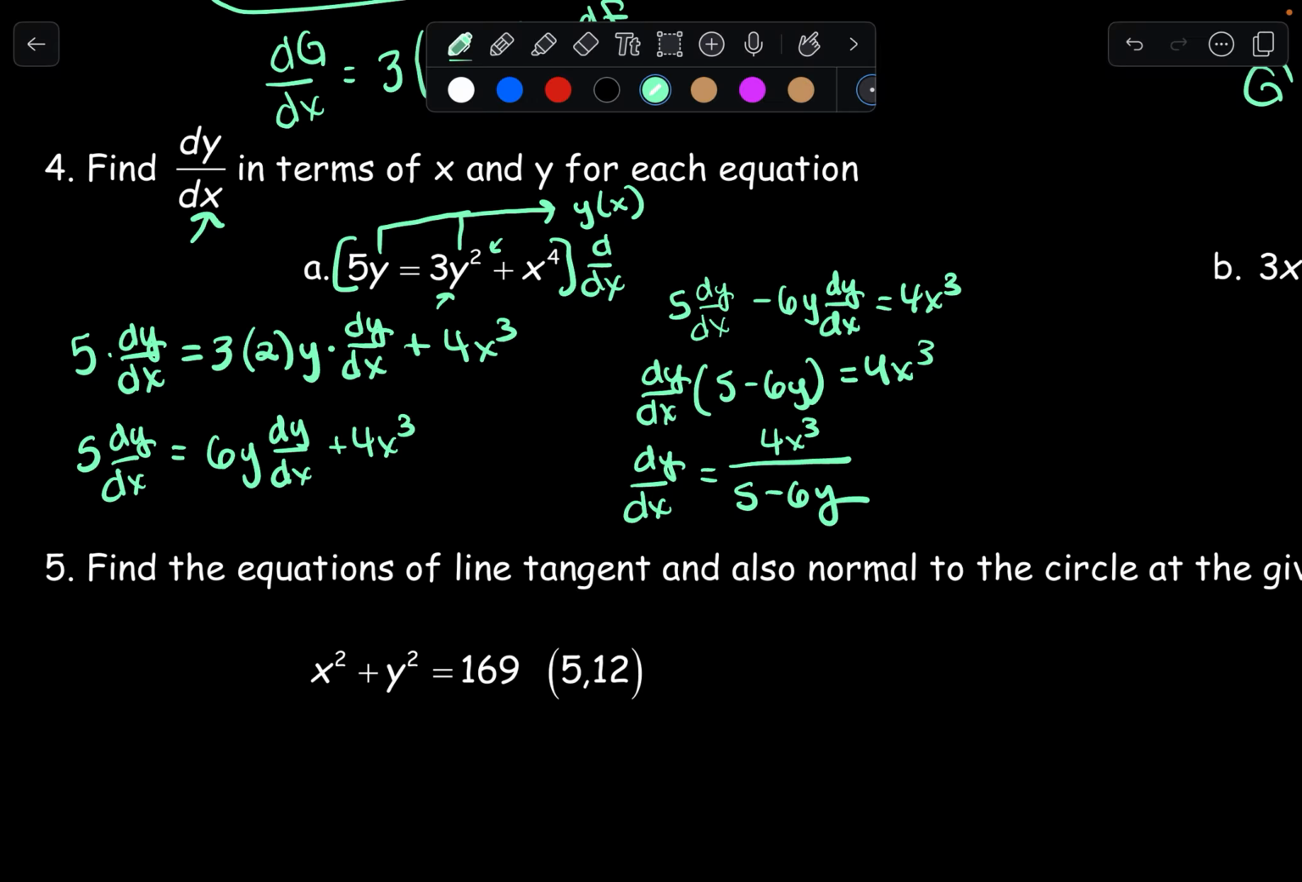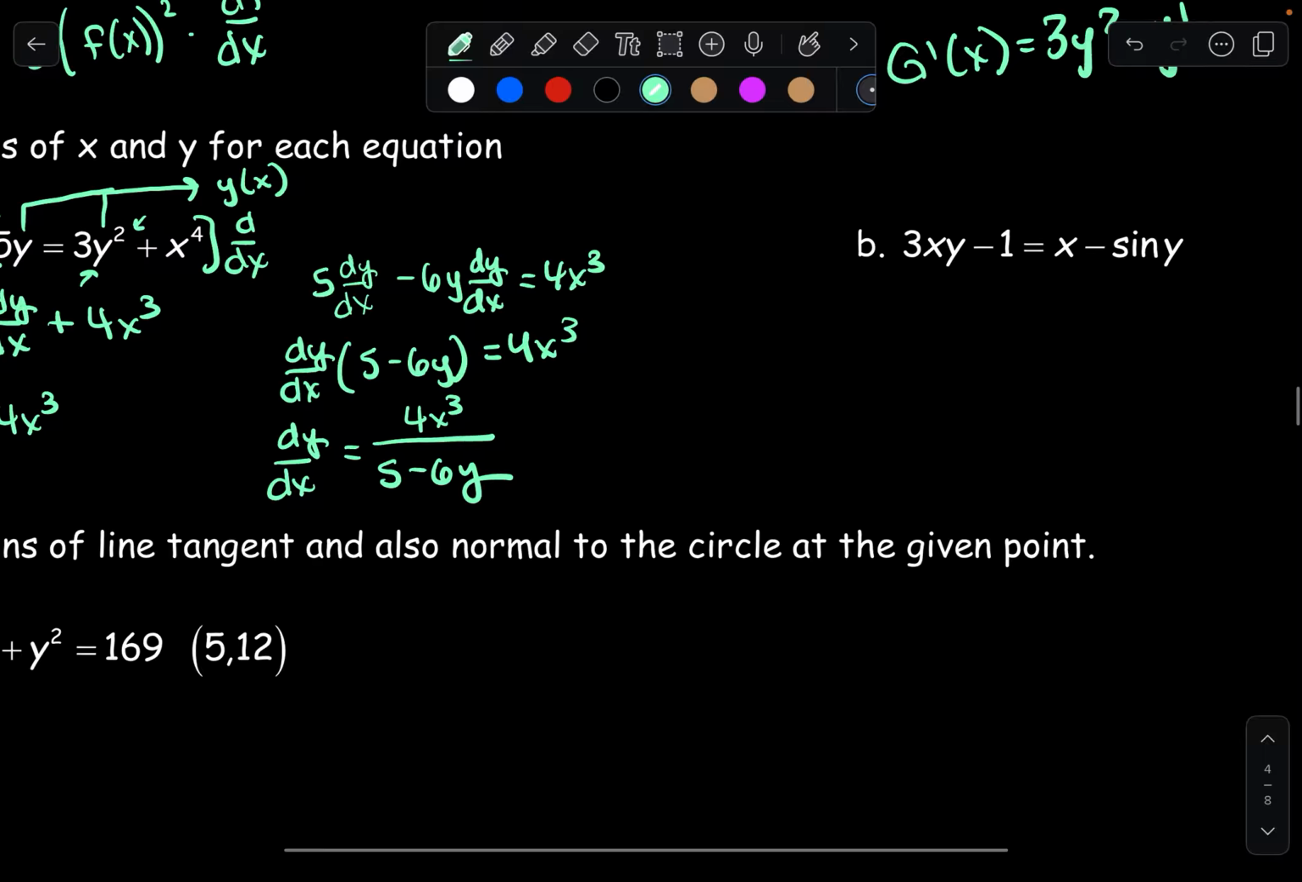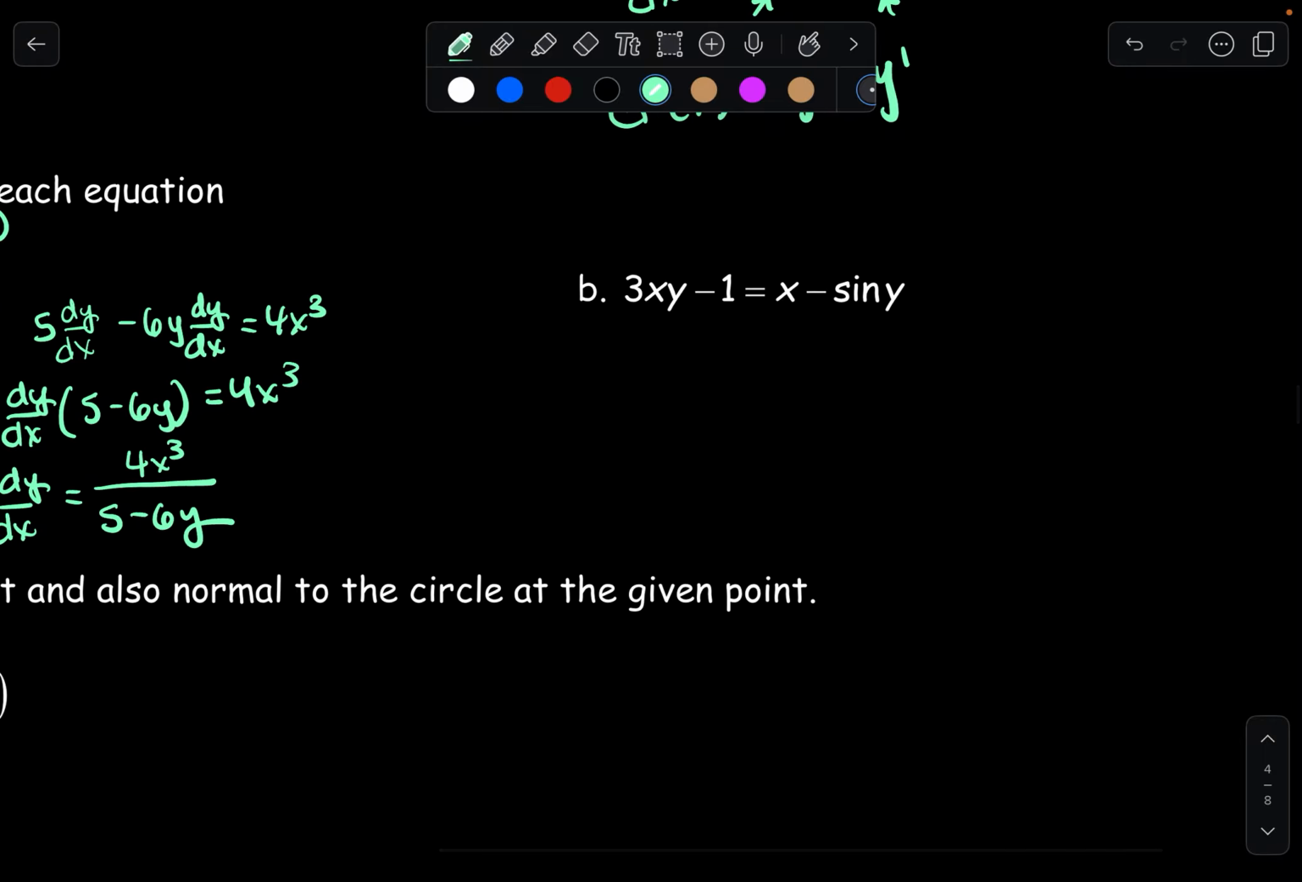All right, part B, a little more complex, but you'll follow the same procedures. Now we have 3xy minus 1 is equal to x minus sine y. Okay. The biggest obstacle we will have in this is the 3 times xy. That's going to be your product rule. So there's a couple ways that you could combine these. You can move, well, the easiest way would just be keep the 3 with the x, but you could also put it with the y.